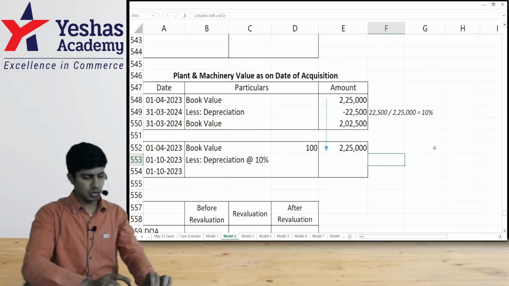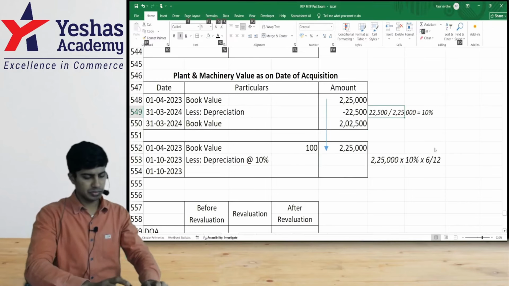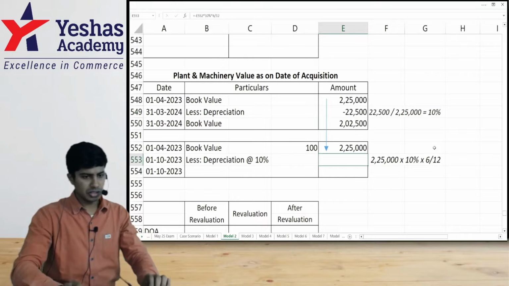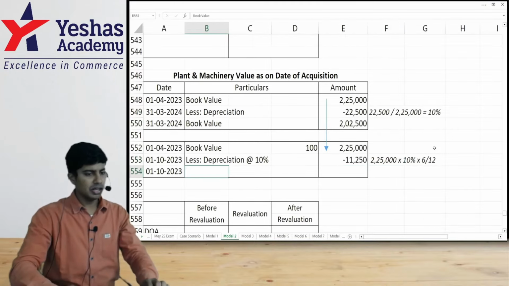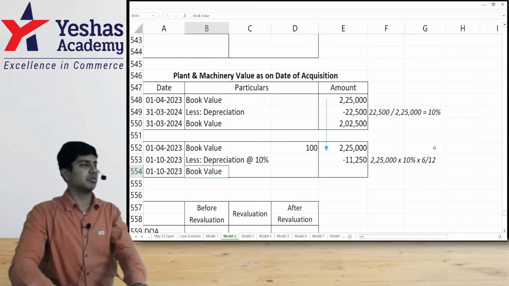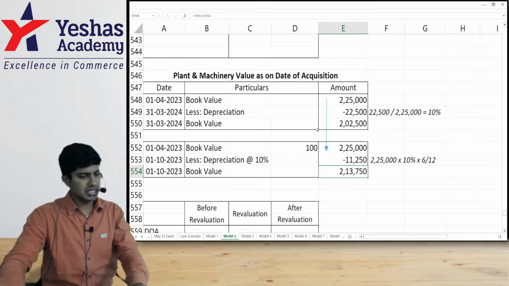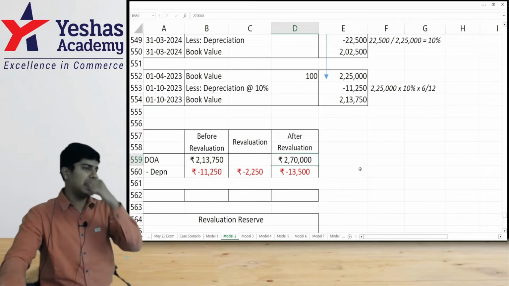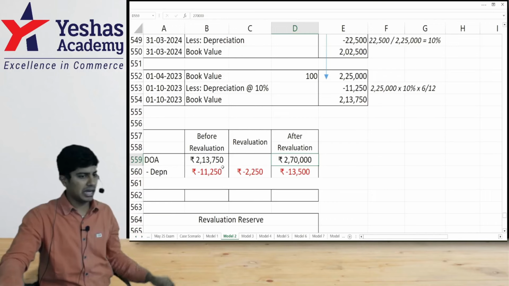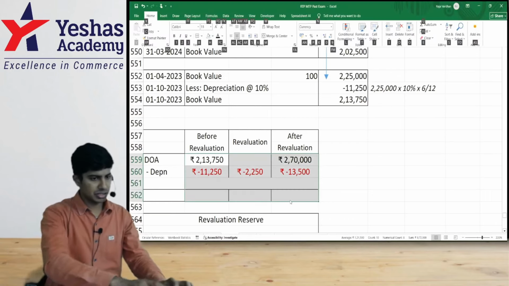So 2 lakh 25,000 into 10% into 6 by 12. How much? 11,250. Everyone understood 11,250? Depreciated by 11,250. What do we get as the book value on the date of acquisition? 2 lakh 13,750. See this. Before revaluation, it was 2 lakh 13,750. After revaluation, it has to become 2 lakh 70. They've told us the value to be 2 lakh 70. Am I right?